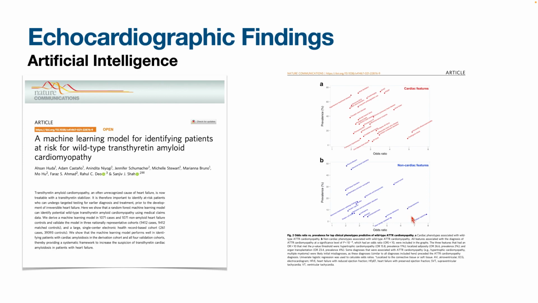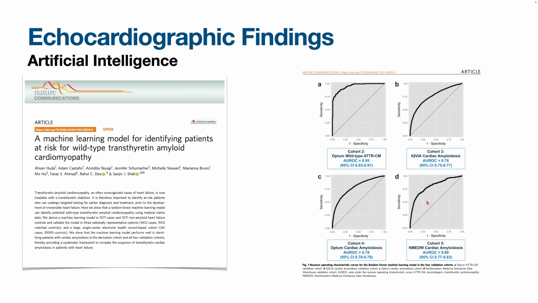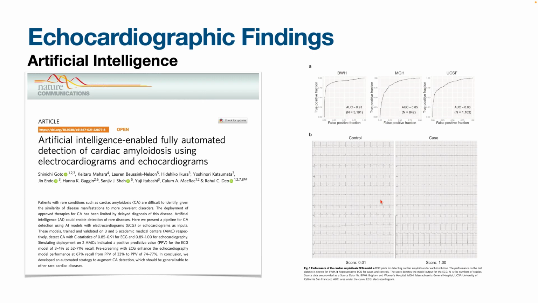And so using all these as clinical features to look for amyloid, they're able to come up with quite good identification of patients with wild-type ATTR.